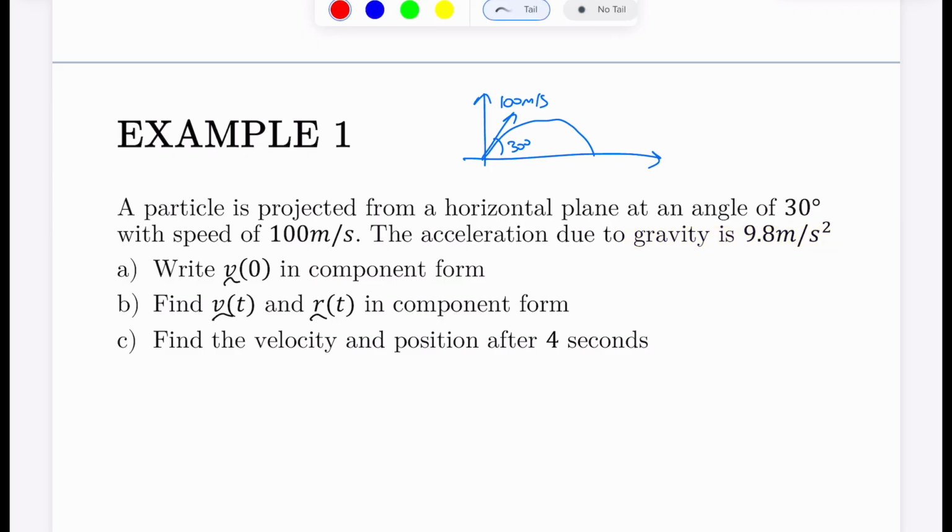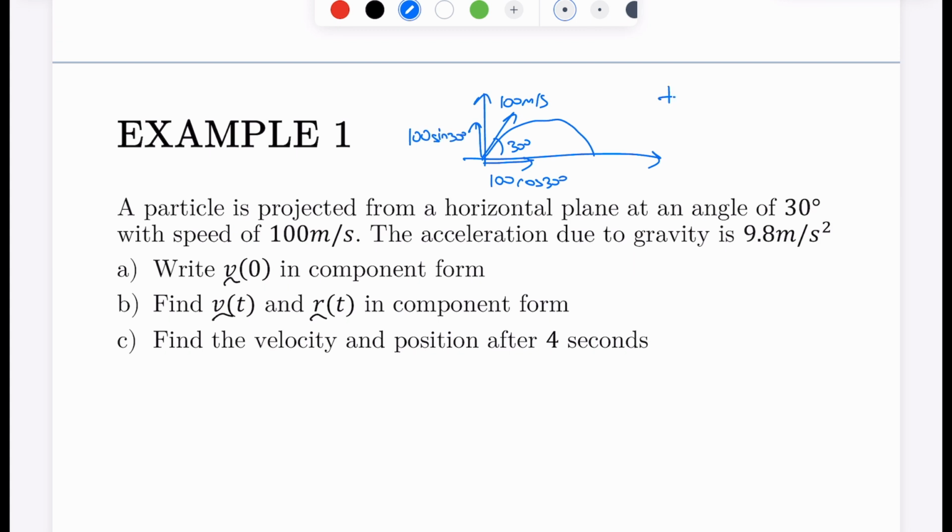Before we start, let's look at the initial conditions and break it down a little bit more. We're launching at 100 meters per second at 30 degrees, and if we break that into horizontal and vertical components, excuse my handwriting, it's very messy, it would be 100 cos 30 degrees for the horizontal, and for the vertical would be 100 sine 30 degrees.